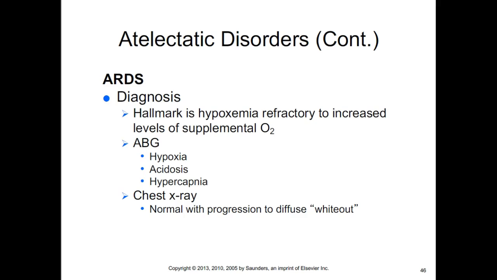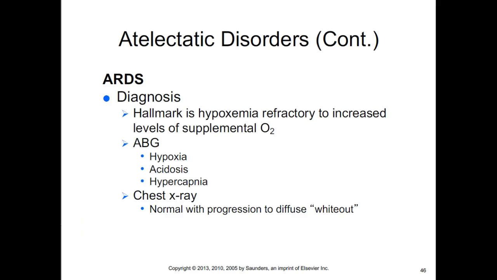So the hallmark is the hypoxemia that's refractory to increased levels of supplemental oxygen. So you're giving oxygen, but you're not getting any more saturation of oxygen, right? So an ABG is still telling us that there is hypoxia. There is acidosis, so your pH is down and you're still hypercapnic, which means you still have lots of carbon dioxide in the blood, right?